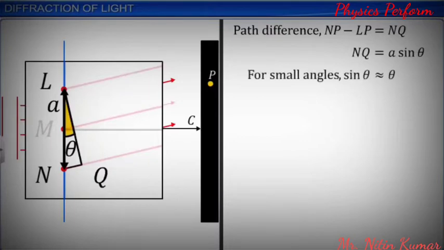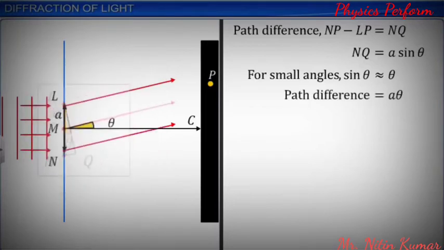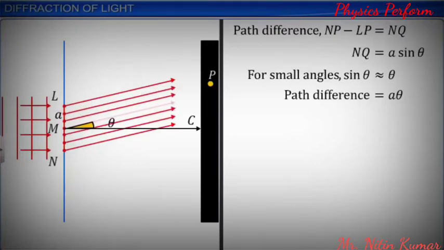But for small angles of theta, sin theta is approximately equal to theta. Therefore, the path difference is equal to a theta. Now we shall analyze how contributions from a large number of sources produce diffraction fringes on the screen.